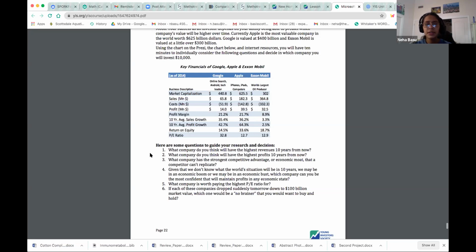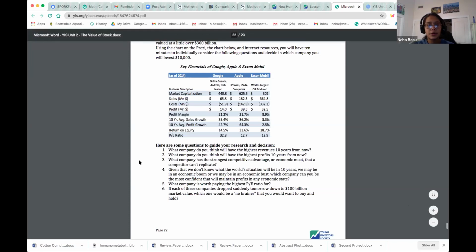So now number three is something a little different. This is saying, what company has the strongest competitive advantage or economic moat that a competitor can't replicate? So this is basically asking, which of these companies has the most unique product? So if you guys have any ideas, you can unmute. If you don't, that's okay too. I can just talk about it.